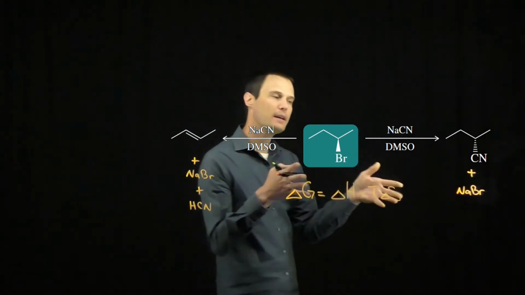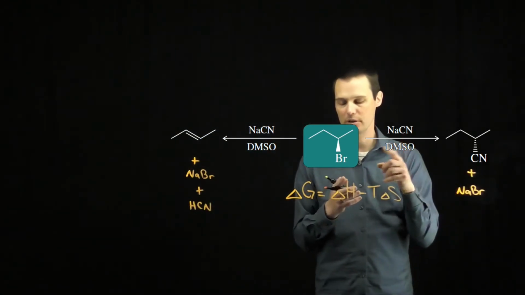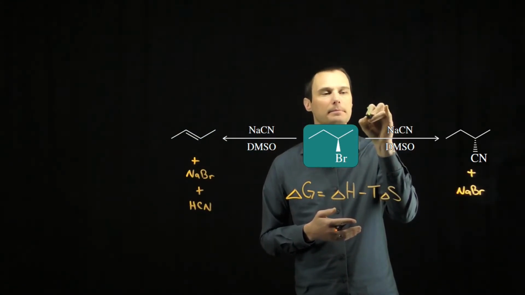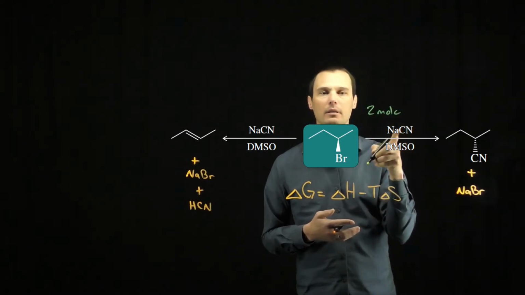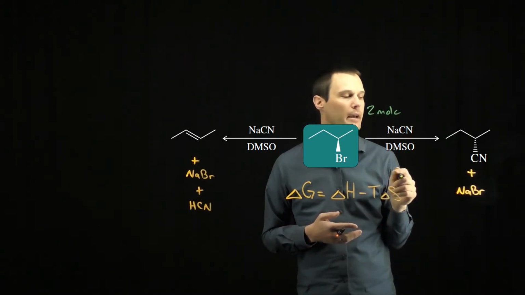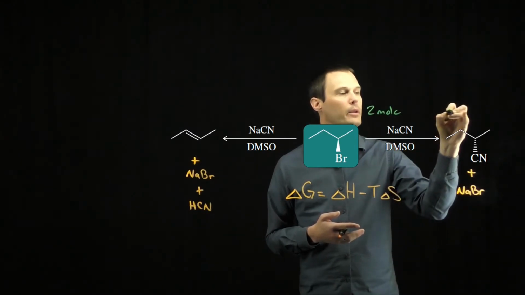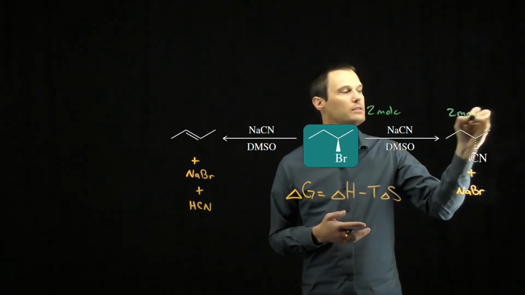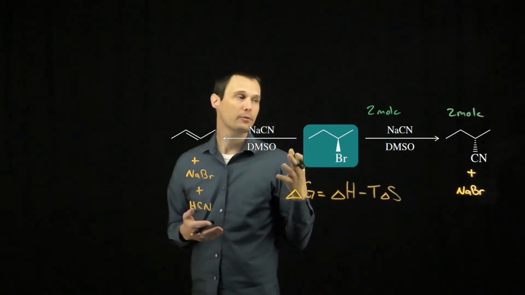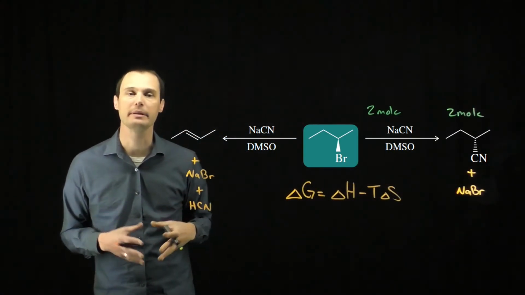If we look at the SN2 pathway, the SN2 pathway starts with 2 molecules on the reagent side, the substrate and the sodium cyanide, and ends with 2 molecules on the product side, the nitrile and sodium bromide. So this reaction starts and ends with 2 molecules. The delta S term for the SN2 pathway is approximately 0.